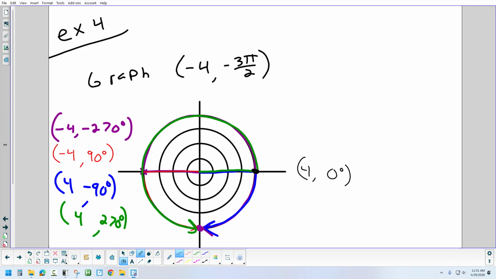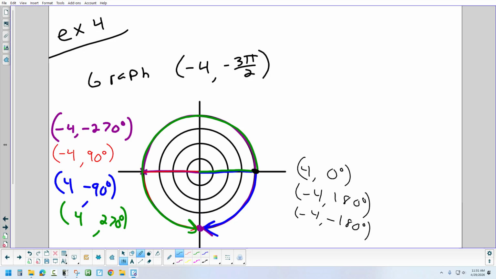Yep. Negative 4, 180. That would bring you left 4, and then you'd be rotating 180 degrees around, going on the bottom half. And one other way: negative 4, negative 180, left 4, top half. That's it. There's only 3 ways to get to that point because it's on the axis.